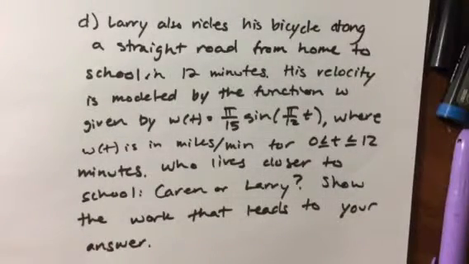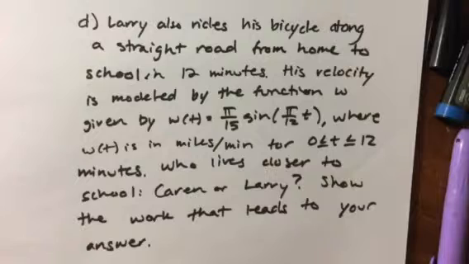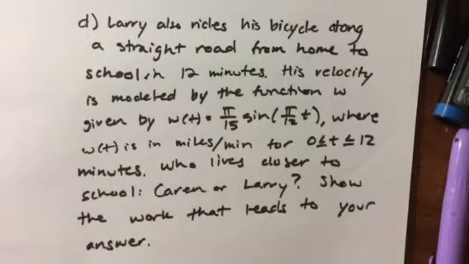Larry also rides his bicycle along a straight road from home to school in 12 minutes. His velocity is modeled by the function w given by w of t equals pi over 15 times sine pi over 12t, where w of t is in miles per minute for 0 is less than t and t is less than 12 minutes. Who lives closer to school, Karen or Larry? Show the work that leads to your answer.